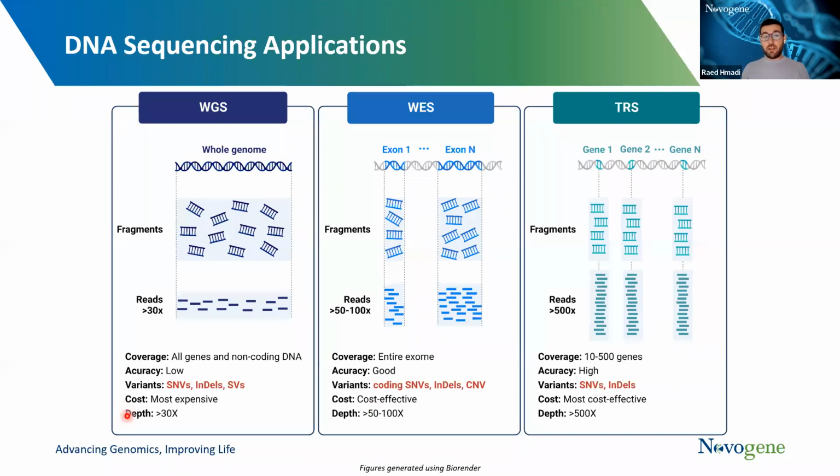In terms of costs and depth, whole genome sequencing is considered to be the most expensive option and requires a depth of at least 30x. Whole exome sequencing, in comparison, is considered to be cost-effective and requires a depth of 50 up to 100x, depending on the sample that we are studying. And finally, target region sequencing is considered to be the most cost-effective option among these three and would provide us with a sequencing depth of at least 500x.